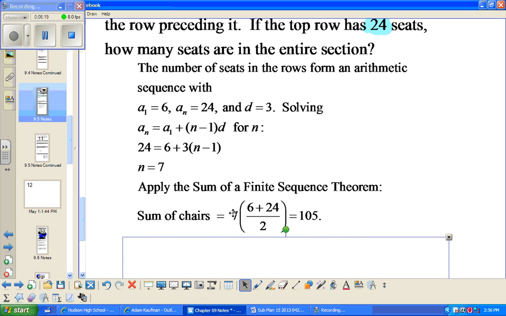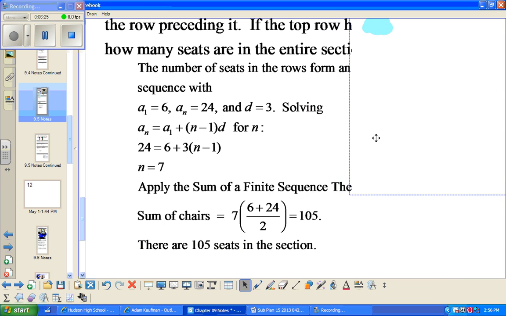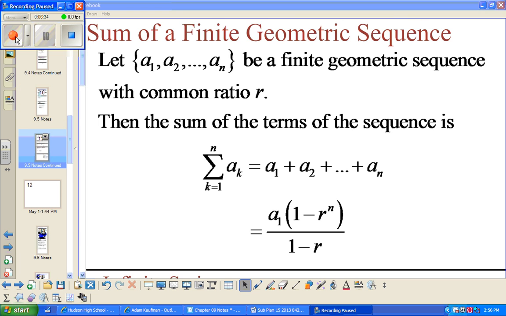We now know n is 7, so we can get that there's 105 chairs, or 105 seats, in that section of the stadium. I know, pretty awesome. You're going to be figuring out how many seats are in stadiums all the time now.